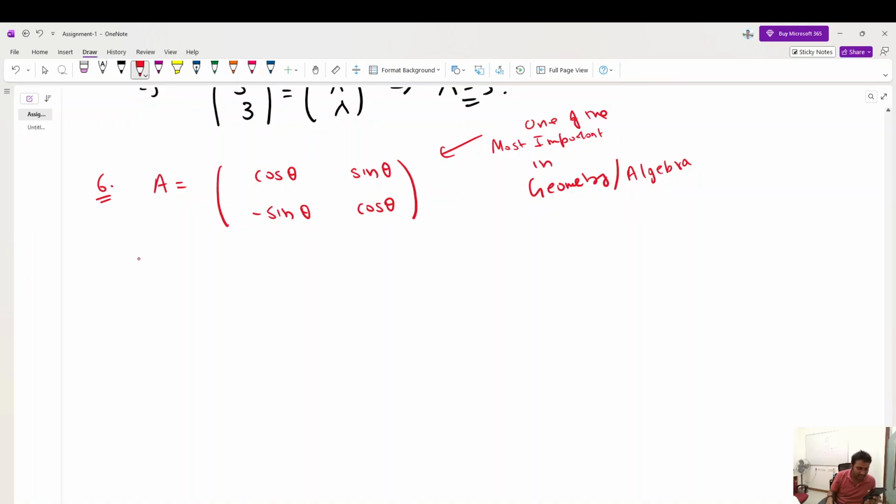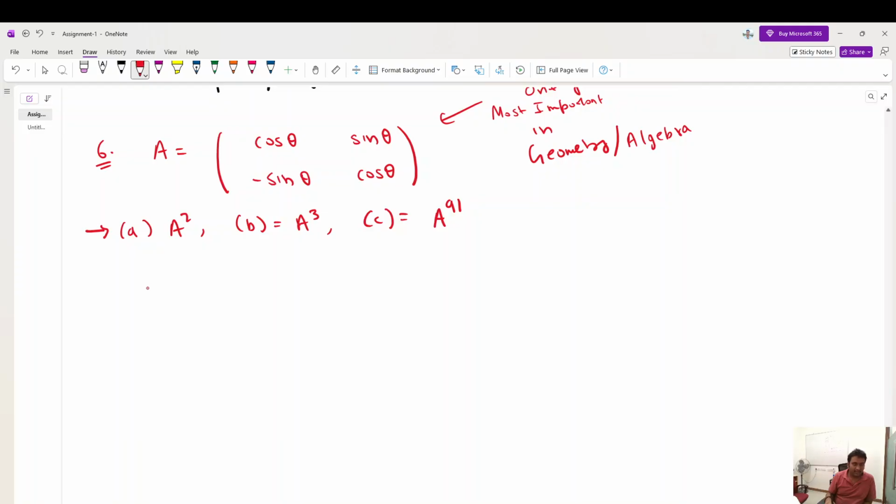So what you have to determine is: A, you have to find A square. B, you have to find A cube. And C, you have to find A to the power 91. Oh my God. Meaning you have to multiply this matrix 91 times. Okay, let us see. Oh my God, 91. I'm really scared now. So let us see what is A square, step by step.